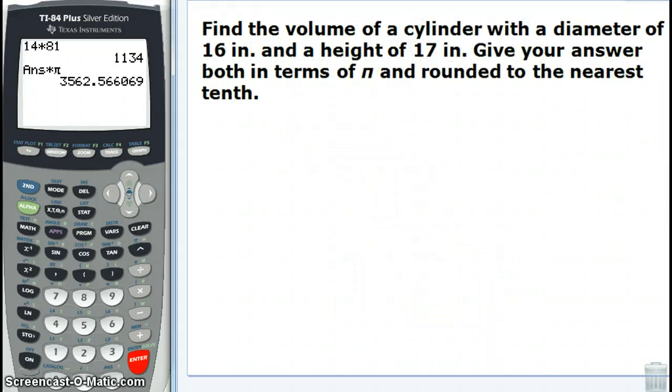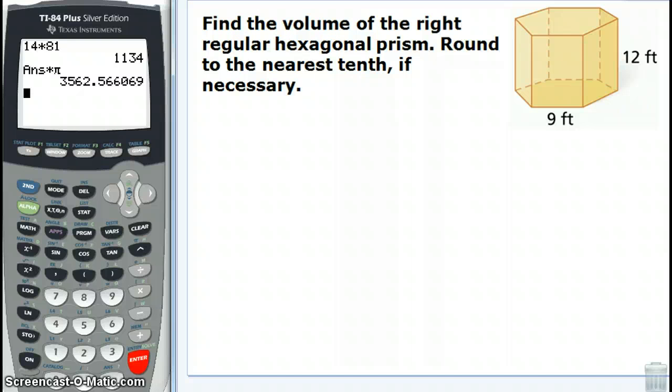Finally, we're actually going to skip that problem, and we're going to go look at a problem that we're going to be solving in class. But I want to set it up ahead of time. It says find the volume of a regular hexagonal prism. Round your answer. So the shape of the base is this right here. And indeed, they told us that it's a regular hexagon. So as we know, the volume formula for any prism is area of the base times the height. So we have to go find the area of this.